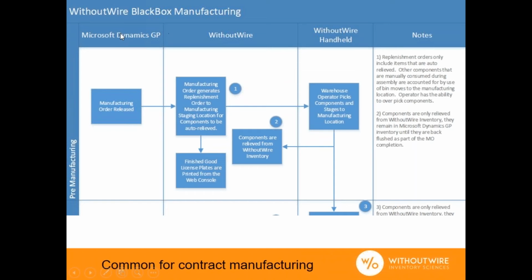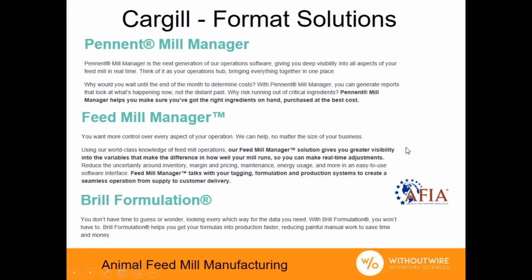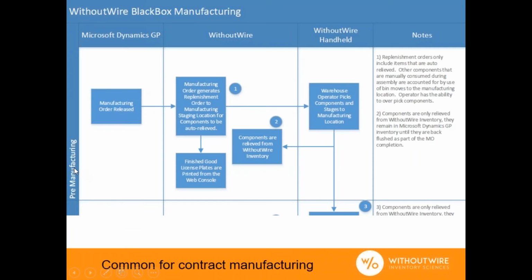All right, continuing on. I talked about black box manufacturing, and I've got a one-pager on this. I'm happy to send this out, but this is also referred to as a swim lane diagram. You have your accounting system, our web console operations, our mobile device operations, and notes to help guide you along the way. And so we have a pre-manufacturing section, a during manufacturing section, and a post-manufacturing. You can't see that document. I've got a separate PDF where we can go deeper into that.